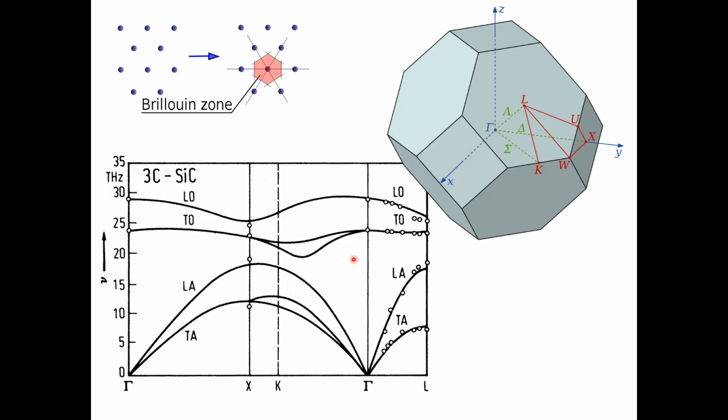And what this figure is showing is if I go through gamma to x, and plot the phonon dispersion along this direction, then I would have these curves. This would be the frequency versus k-space. Then I look at a line that goes from x to k, or from k to gamma, and gamma to L. These are all the different phonons in different directions in a crystal.